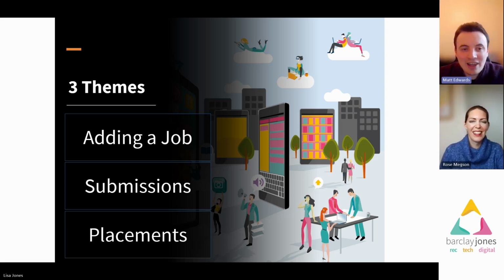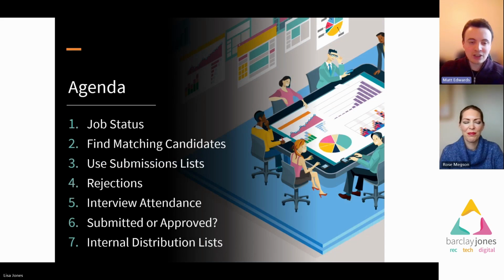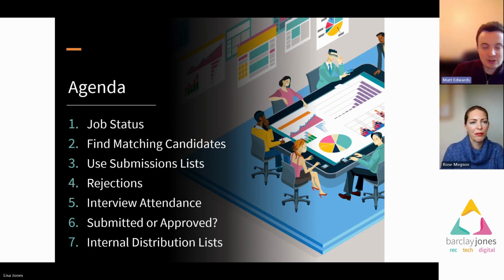Thanks, Liz. So there's 3 parts of vacancy management we're going to talk about today, and they are bits to do with adding a job, a couple of things to do with your submissions, and then a few bits to do with placements. So 7 things we're going to talk about. The first are to do with your job status and your finding matching candidates. So that's really the adding a job stage. Then we're going to talk about your submission list, your rejections, and recording interview attendance, which is the submissions bit. And finally, when it comes down to the placement, the end goal, hopefully, of all those vacancies, we'll have a little chat about submitted versus approved and your internal distribution lists.